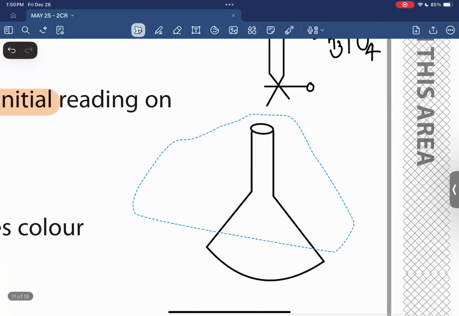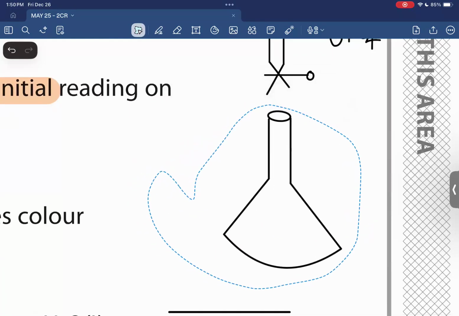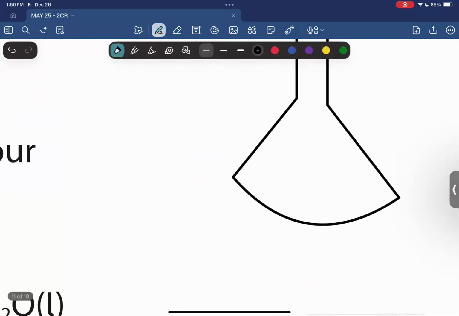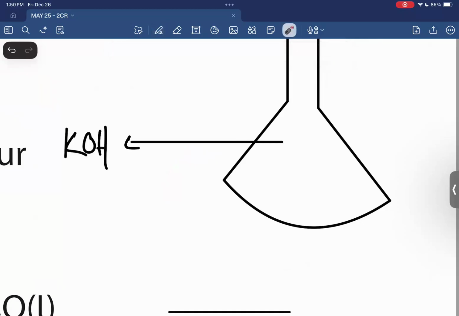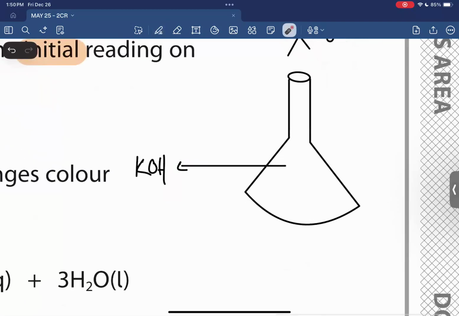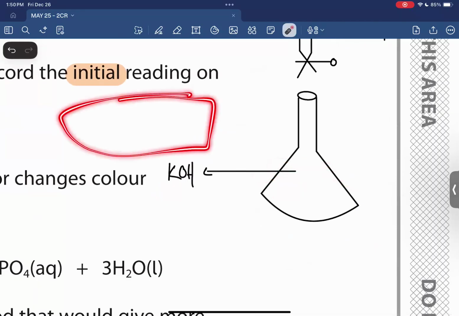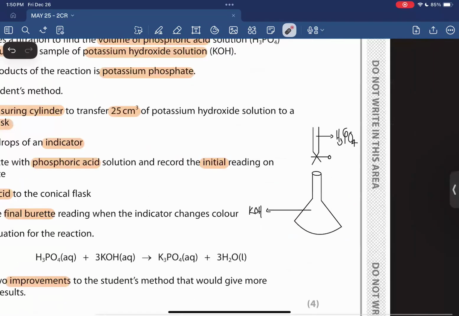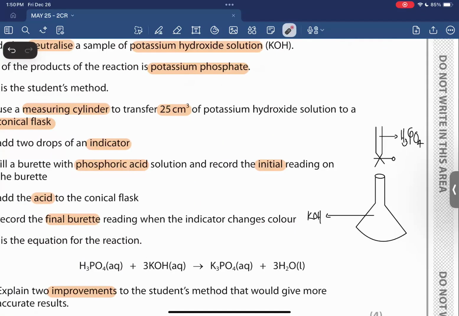This is the conical flask where we have the alkali. We have the alkali over here, that is potassium hydroxide. So how have we transferred the specific volume of alkali into this flask? We have basically used a measuring cylinder. Now instead of a measuring cylinder, what you could do is use a pipette to make the volume more accurate.